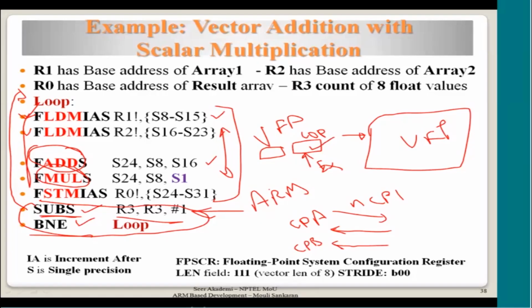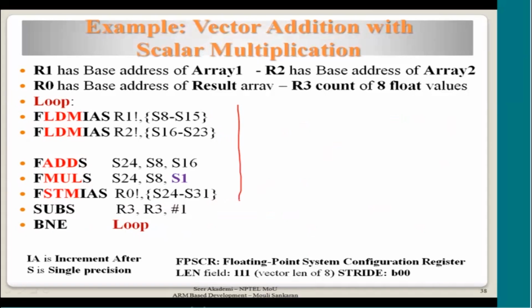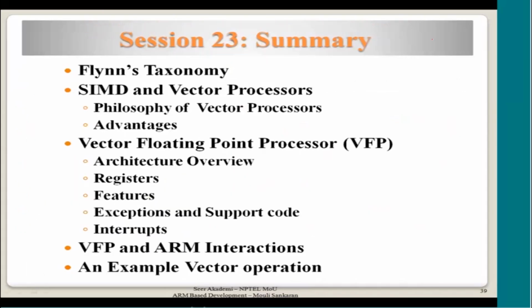This you should keep in mind, how the whole thing is functioning. You have to have an understanding of VFP, an understanding of how this handshaking is happening, how ARM is generating the instruction addresses, how these registers are controlled, and which CZNV flags are used. All of these things should come to your mind when you try to understand this flow of instructions. Okay, so I hope this explanation was clear to you. So this is a typical example of how a floating point processor could be used for processing a set of data. Okay, so we have come to the end of this class.